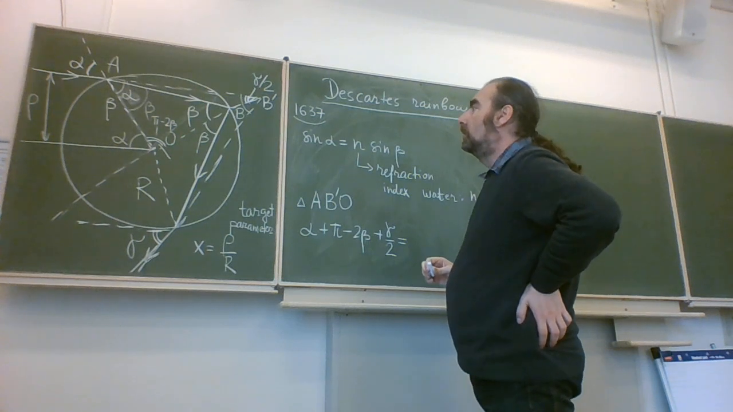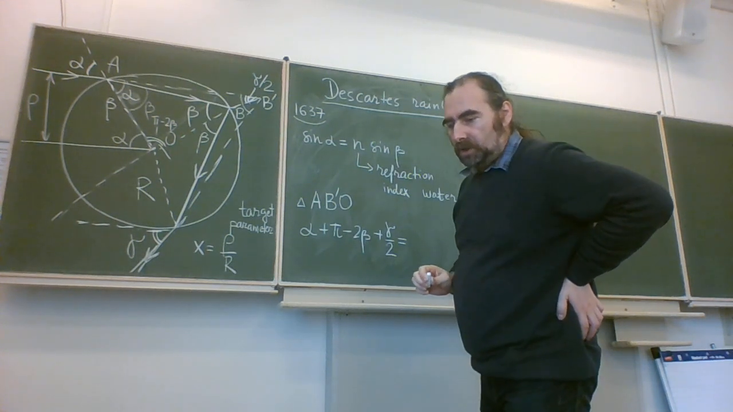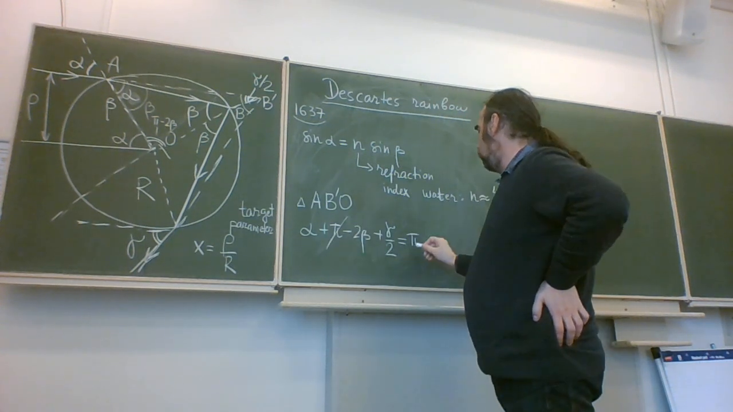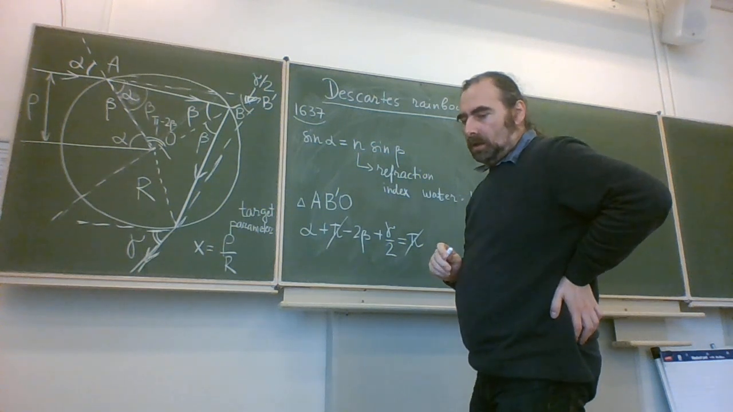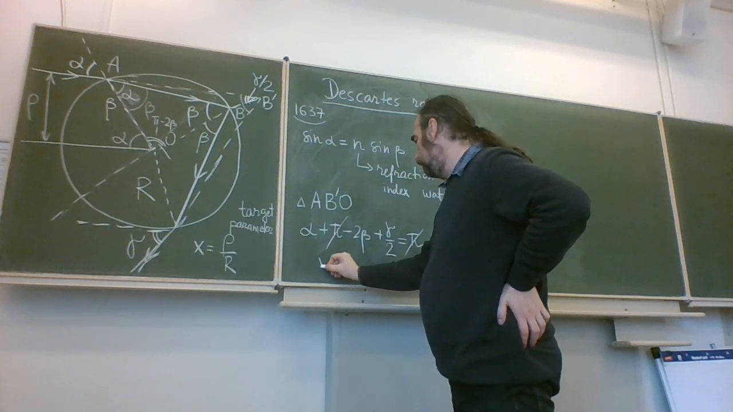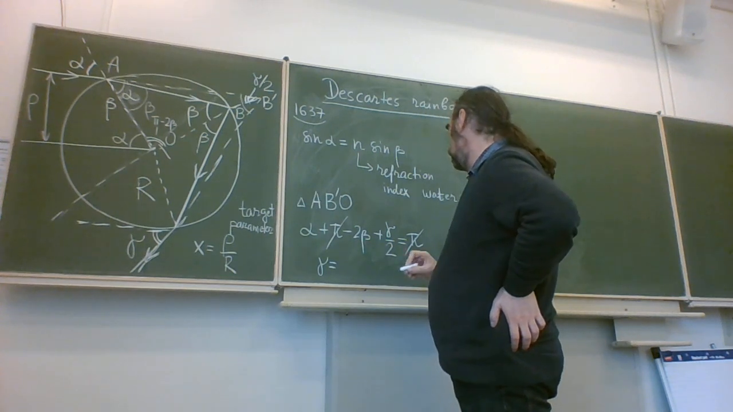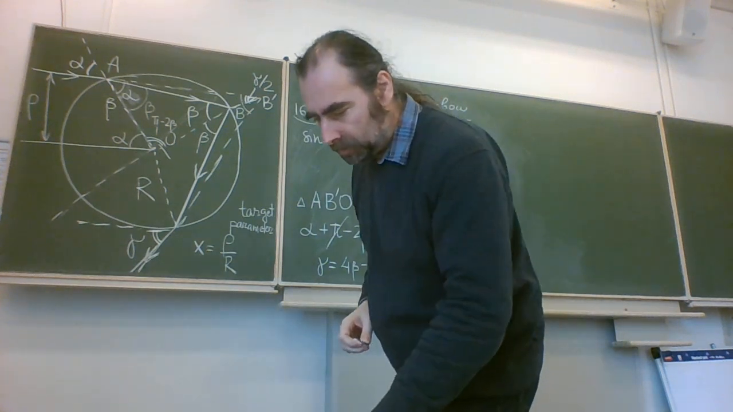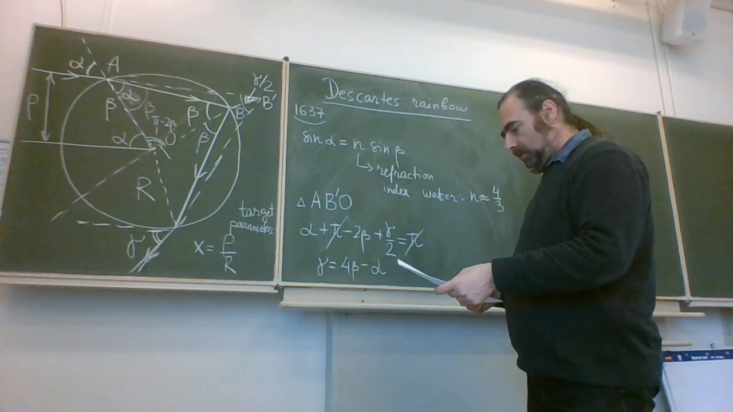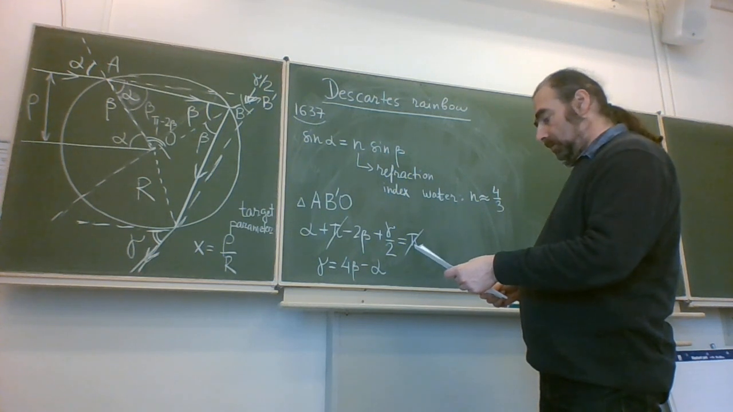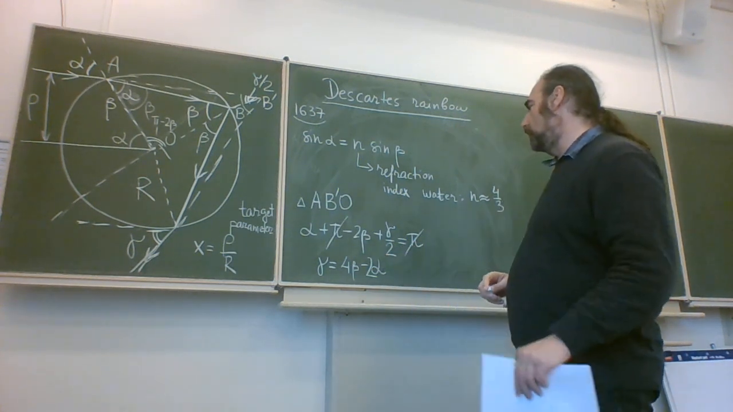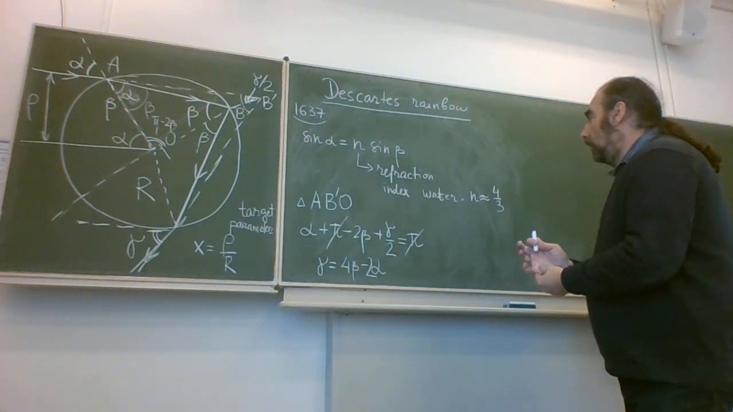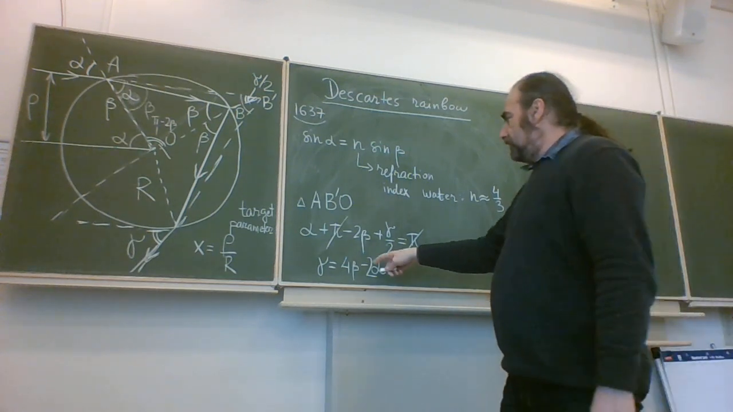And that should be equal to pi. Now I see that pi cancels, and I get gamma equals 4 beta minus 2 alpha. Let me check that with my notes. Minus 2 alpha, yes. Okay, now that's another relation.